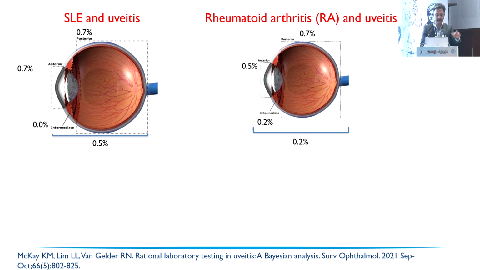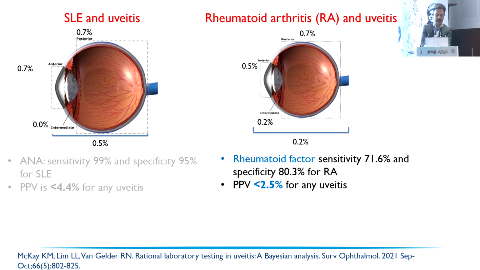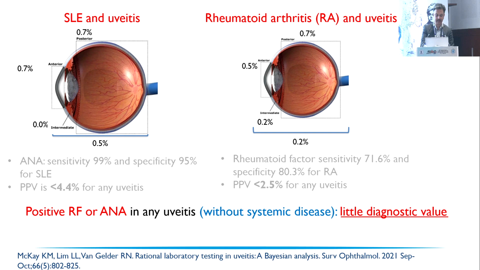Now, if the tests for ANA or rheumatoid factor are positive in these patients with isolated uveitis and no other systemic disease, then it really doesn't mean anything, because your post-test probability is less than 4.4% for SLE and less than 2.5% for rheumatoid arthritis. You're not going to treat this patient for either. This shows how meaningless it is to test for either of these in patients who do not have any systemic SLE or rheumatoid arthritis.